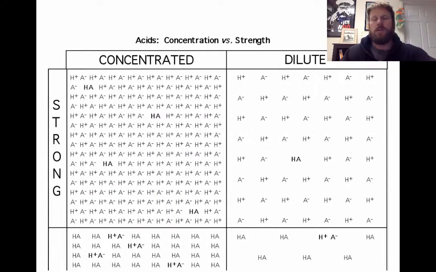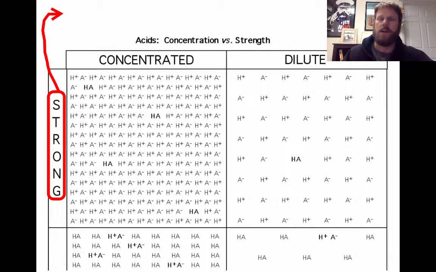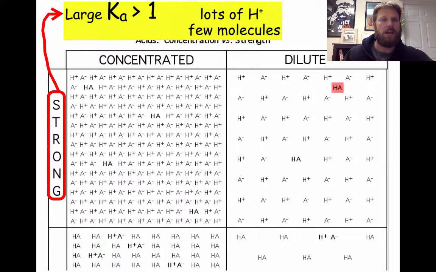So I think this is better seen with a diagram. Here we have a strong acid, both concentrated and dilute. In the concentrated version, you can see a whole heck of a lot of H+, but not very many HA molecules. Way more ions, way fewer molecules. This would have a Ka greater than 1. Lots of ions, only a few molecules.